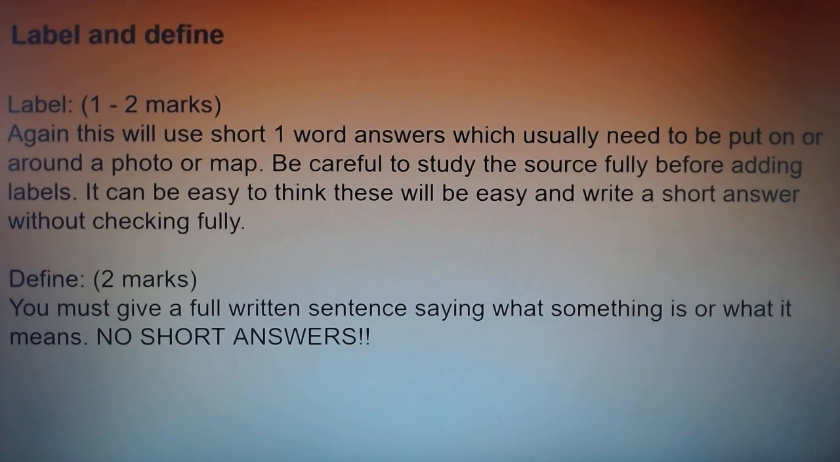Define, 2 marks. Okay, you must give a full written sentence saying what something is or what something means. All right, you need to know your vocabulary. Very simply, I think I said at the end of this, if you don't know the key words, you won't understand a lot of the questions because they load them with vocabulary. No short answers on a definition. And try not to use the words in the meaning, so try and use different words in your definition. Okay.